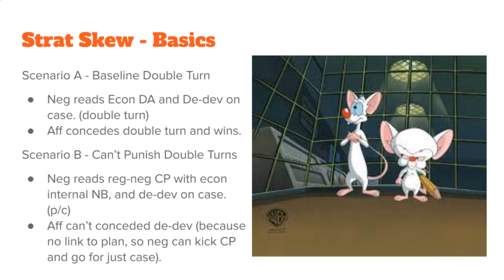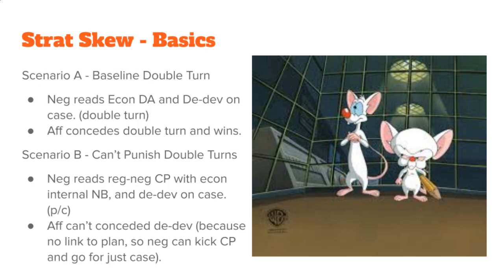Now when we start to add worlds and conditionality, things can kind of have twists or turns. And so one is, the neg can kind of get away with double turns. And so one example, the neg reads a reg neg counterplan. So consult businesses with an econ, BizCon, internal net benefit. And then they also DDev on case your econ advantage.